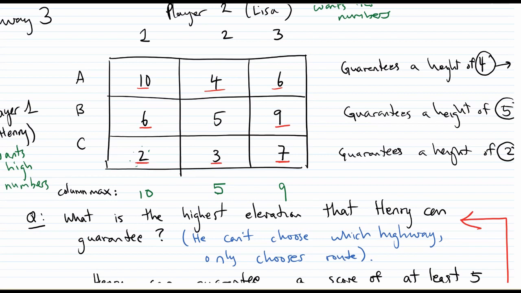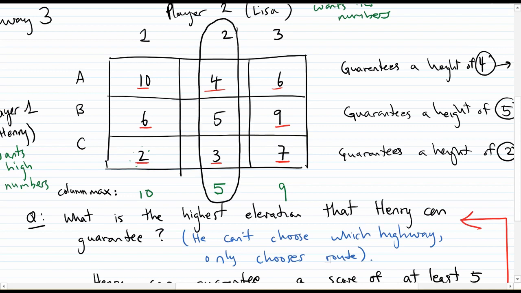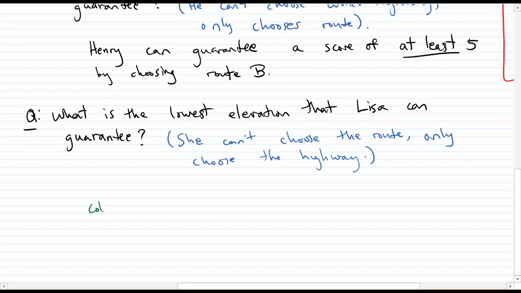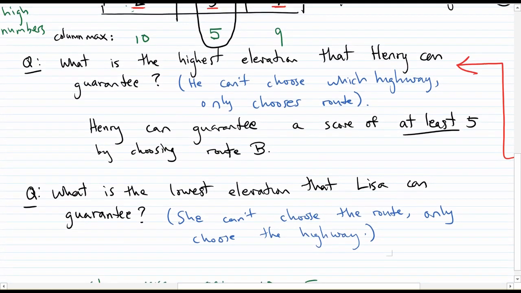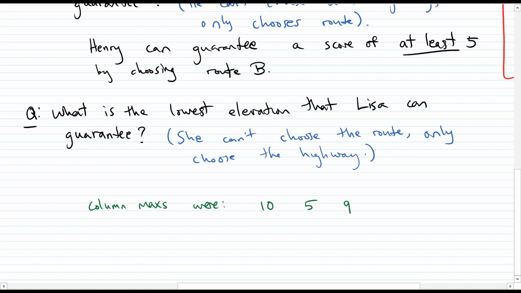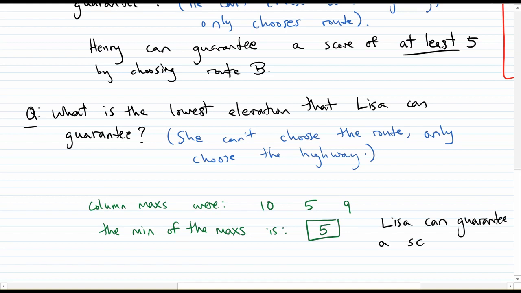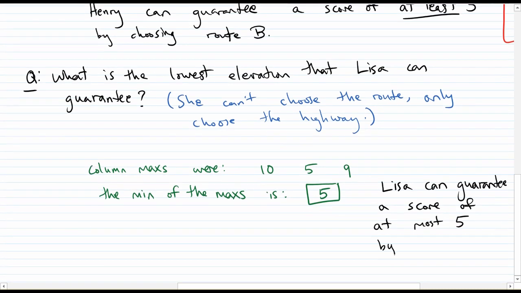Well, she could choose the one that guarantees an elevation of at most 5, and that would be going with column 2. And so the column maximums were 10, 5, 9. And the minimum value of the maxes is 5. And so that's just to say that Lisa can guarantee a score of at most 5 by choosing highway 2.